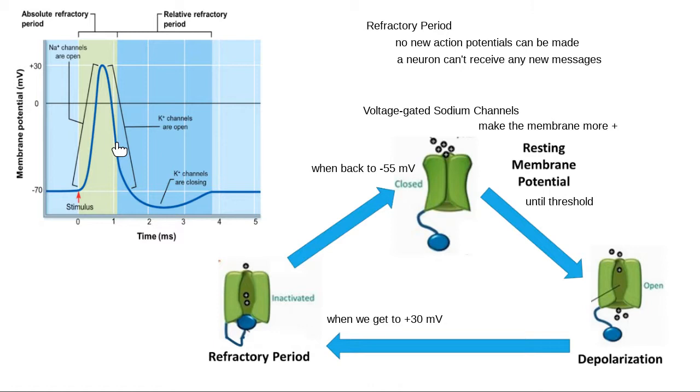When I get back to my threshold value, the channel is closed again. When the channel closes again, when it would be possible for me to now go through and open it again, that's when I hit the relative refractory period. When it's possible for me to reopen that channel for a second time, that's when we hit the relative refractory period. So until I get back to threshold, that channel is still open from the first message.